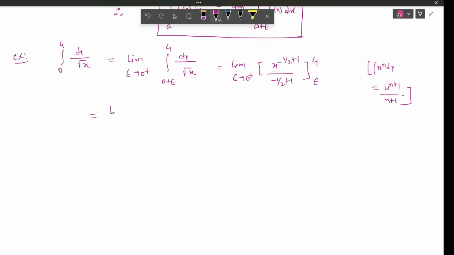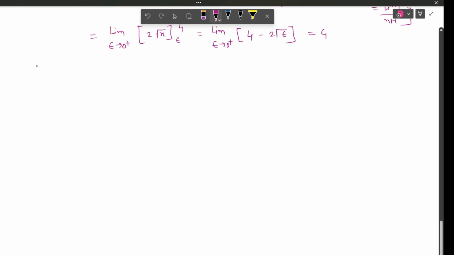So we can say limit epsilon tends to 0 plus, this is x to the power minus half plus 1, that is plus half, that is square root of x, divided by plus half, so it would be 1 by 1 by 2, that is twice root x, from epsilon to 4. Now put the values. Limit epsilon tends to 0 plus, if you put 4 you will get 2 multiplied by 2 is 4, minus 2 root epsilon. Epsilon is 0 plus, that means it will be 0, so the answer is 4.